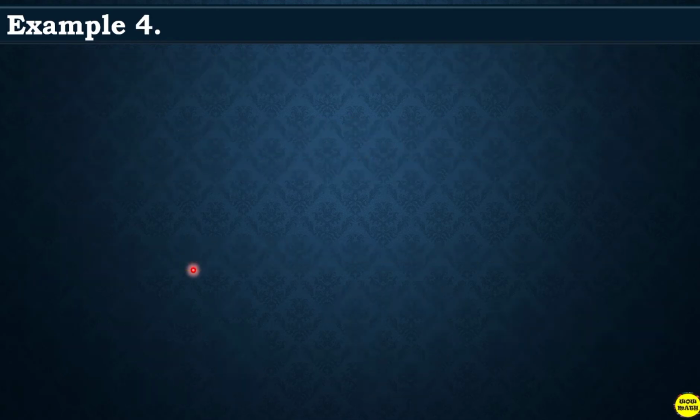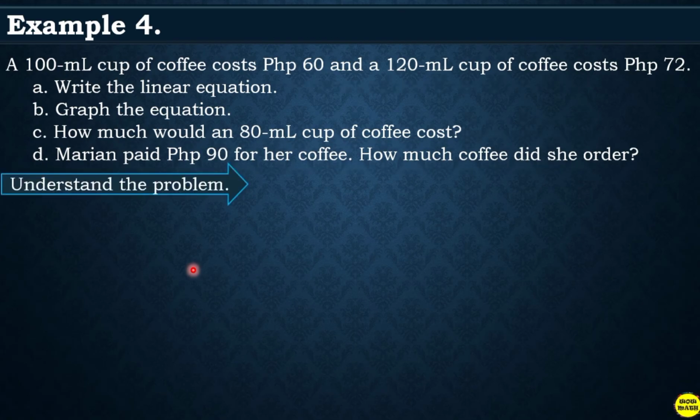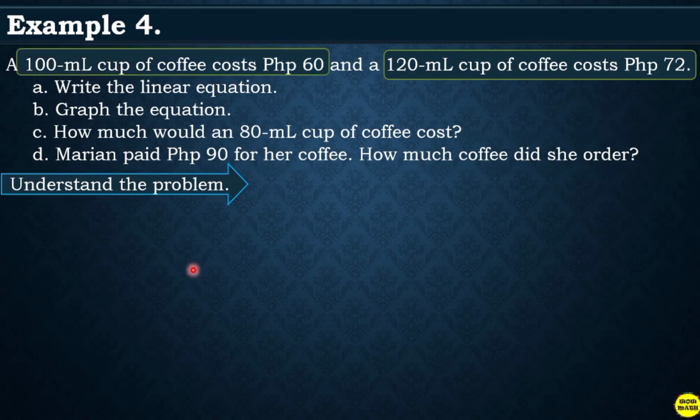Okay. Let's have example number 4. So a 100 ml cup of coffee cost 60 pesos and the 120 ml cup of coffee cost 72 pesos. So ito ngayon, understand the problem. So what are the given? So given po ang ating 120 ml cup of coffee which cost 72 pesos and 100 ml cup of coffee which cost 60 pesos. Okay, so dalawa yung given natin.